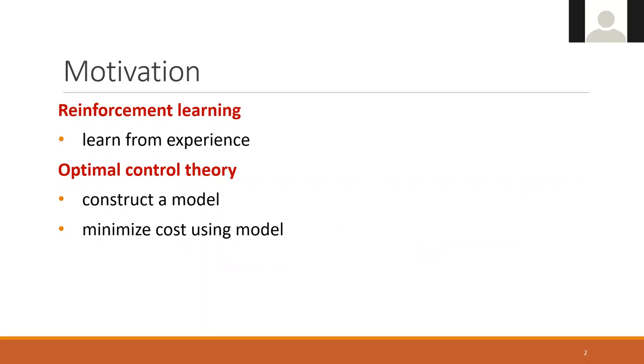So the motivation behind my thesis comes from the observation that both methods, reinforcement learning and optimal control, try to solve the same kind of problems. In reinforcement learning, we learn from experience, for example, through interactions with an environment. Whereas in optimal control, we try to construct a model as robust as possible, and then we use it to minimize the cost function. So my goal is to combine both methods to obtain, say, more efficient algorithms.